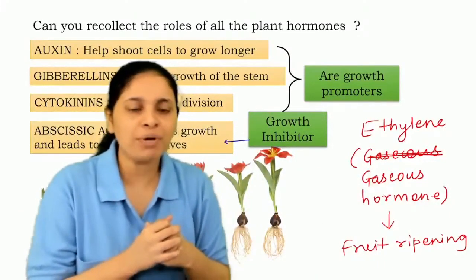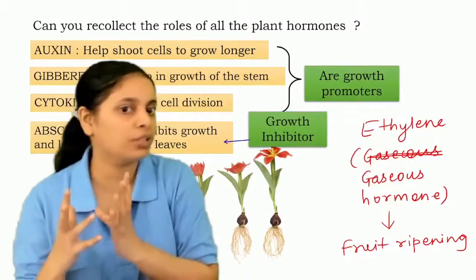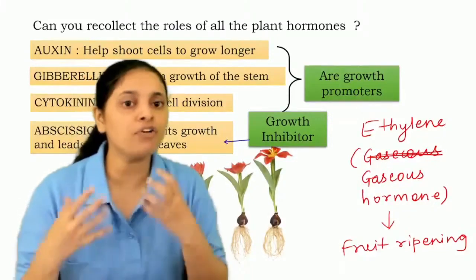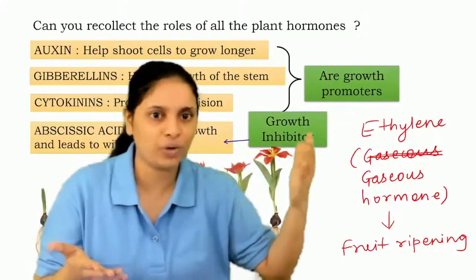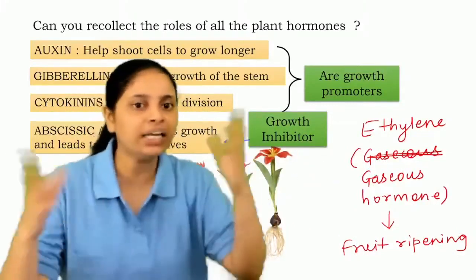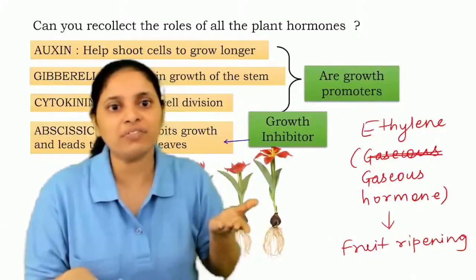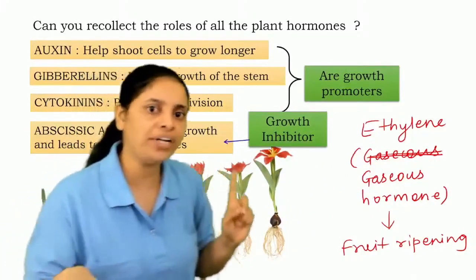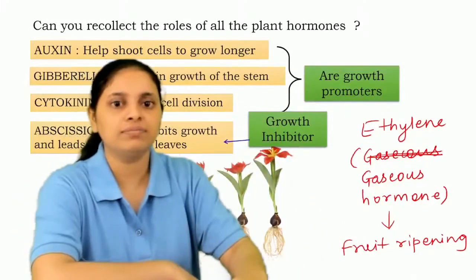ये क्यों होता है? Because the already ripened fruit, पका हुआ जो फल होता है, this has a lot of ethylene, and ethylene which is released, as it is a gas, it will be diffusing, and other raw fruits will come in contact with ethylene. Are you getting the point everyone? Okay, तो आगे देखते हैं.